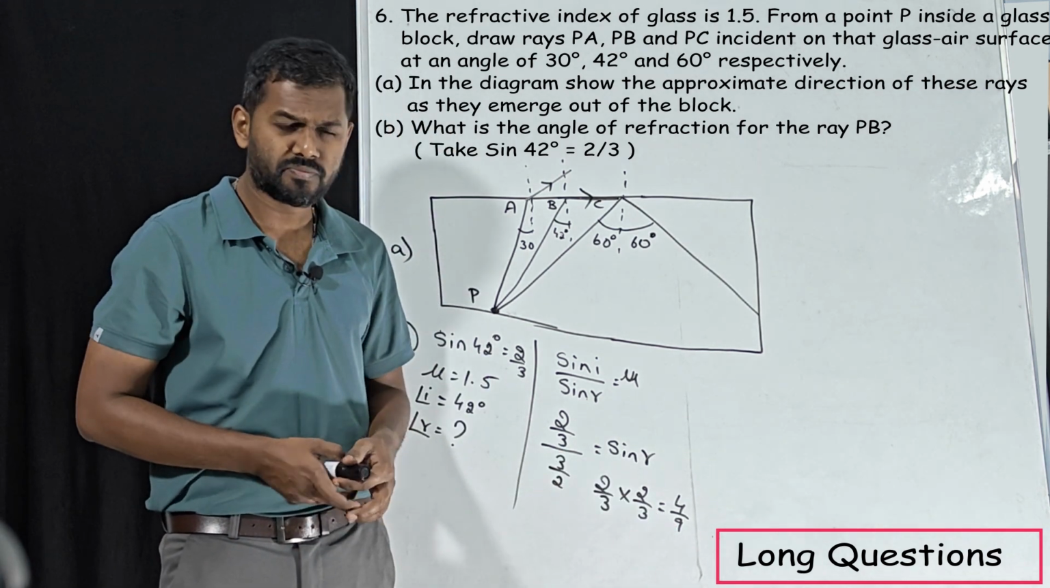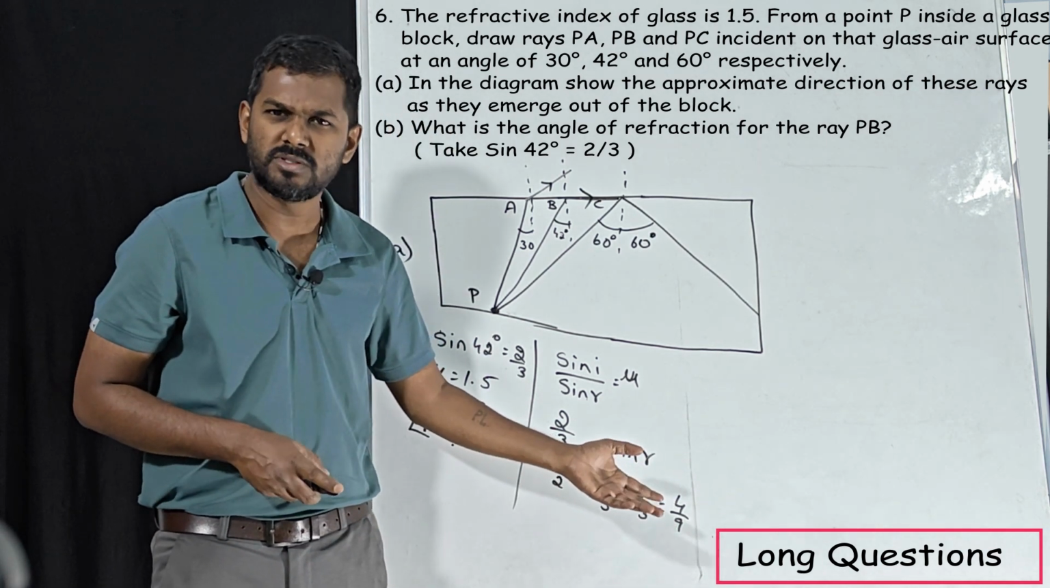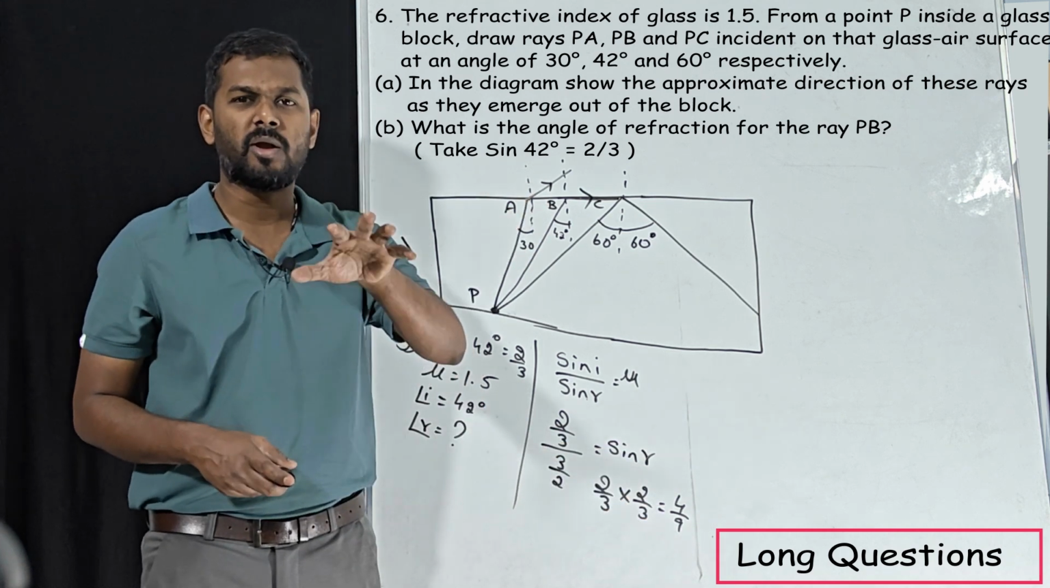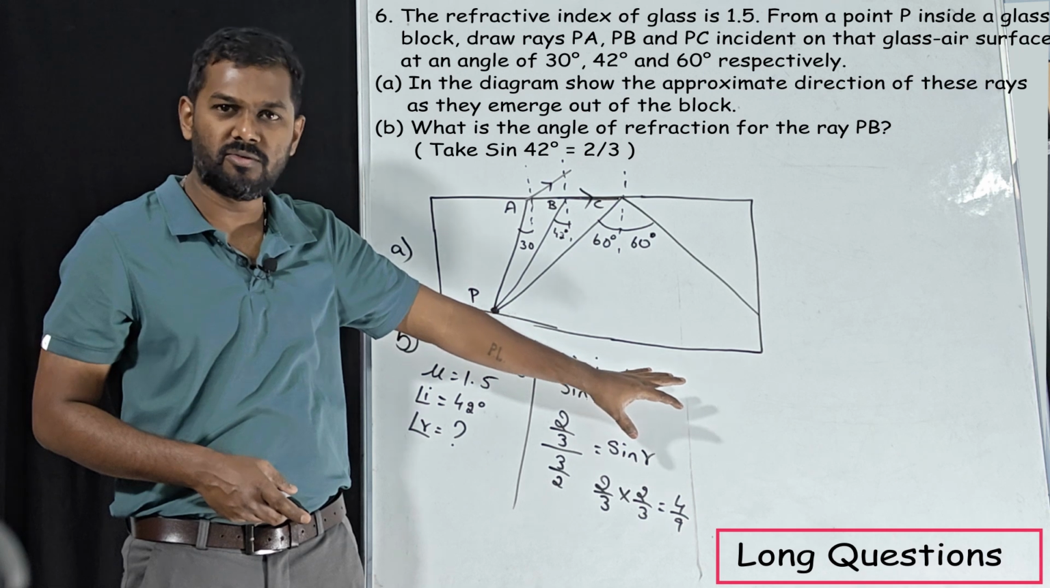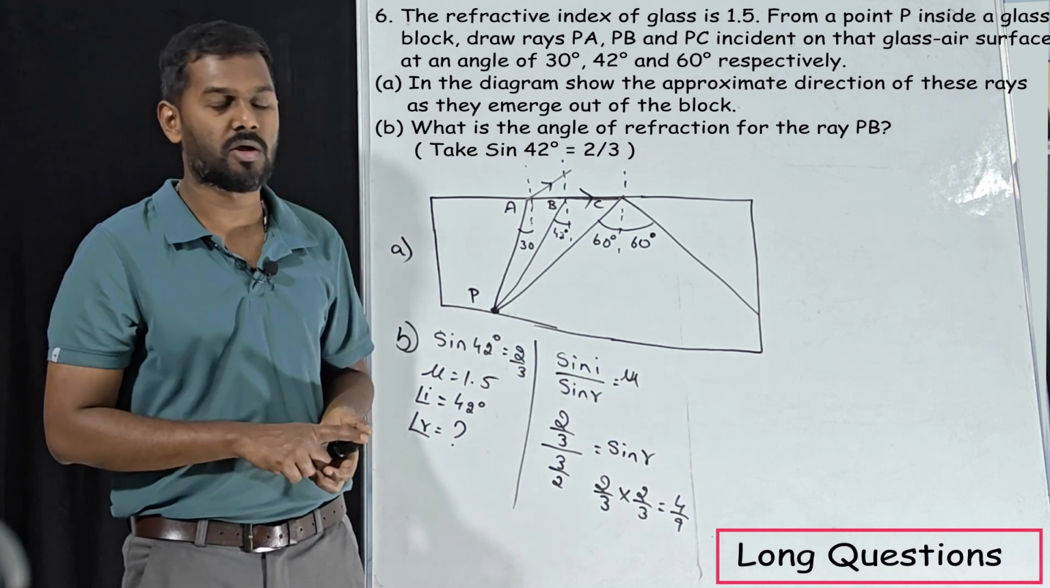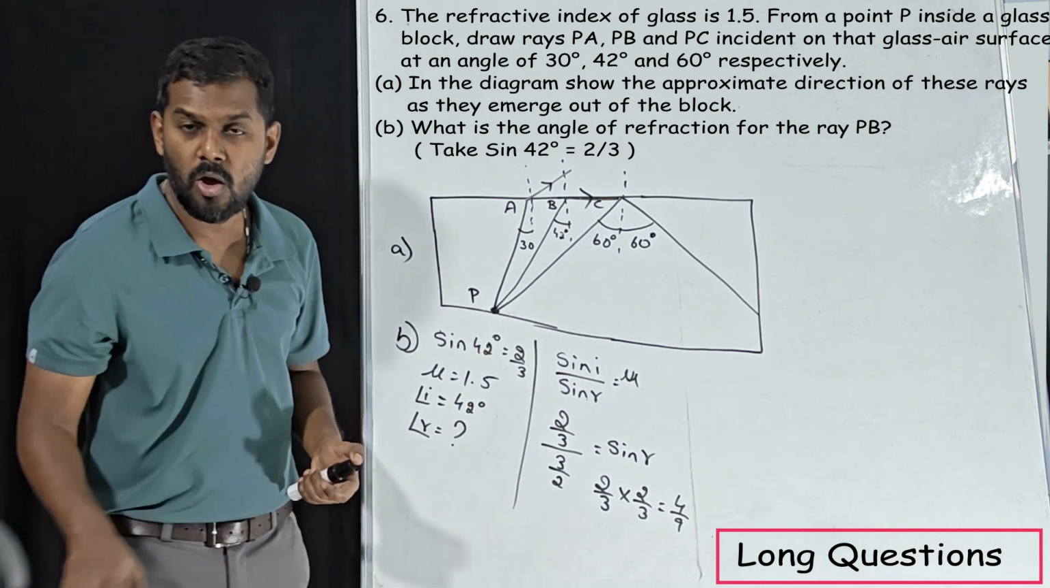Assume we'll get 0.4. For what value of 0.4, what is the corresponding sine angle, so that we will select it, correct? That will be completely wrong. Here one trick is there.